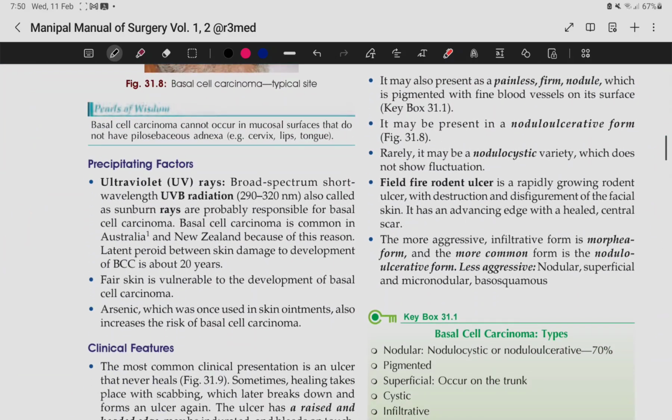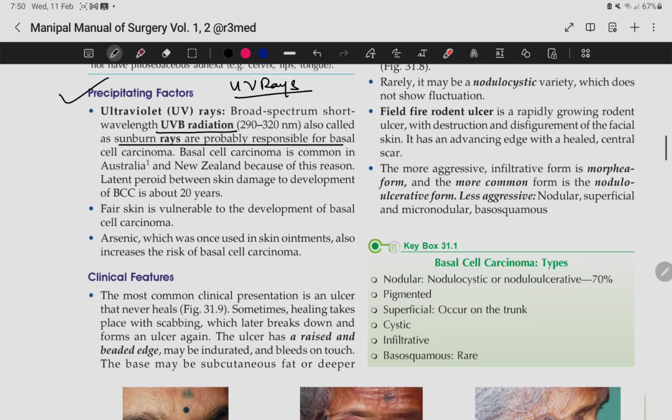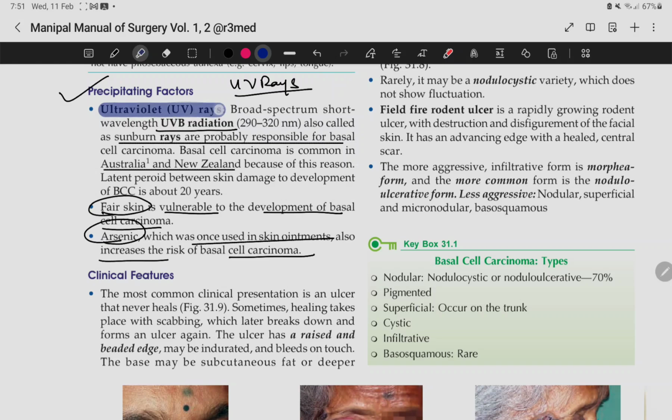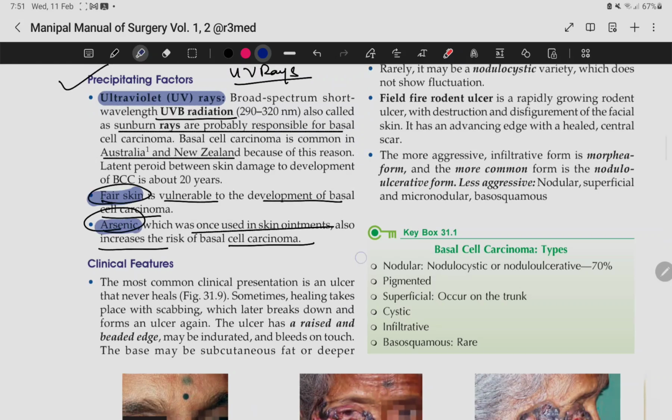Coming to the precipitating features, we know most skin cancers are precipitated by ultraviolet rays, especially UVB rays. It is also called sunburn rays and is possibly responsible for BCC. BCC is common in areas like Australia and New Zealand because UVB is more common and the people there are light skinned. Fair-skinned individuals are vulnerable to the development of BCC, and arsenic, once used as a skin ointment, can also increase the risk of BCC. So here we have to remember three important points: ultraviolet rays, fair-skinned individuals, and arsenic.